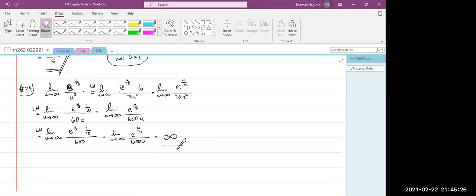The sad thing is it is possible that after you apply L'Hopital rule 3 times, you still get indeterminate form. And in this case, it's infinity.